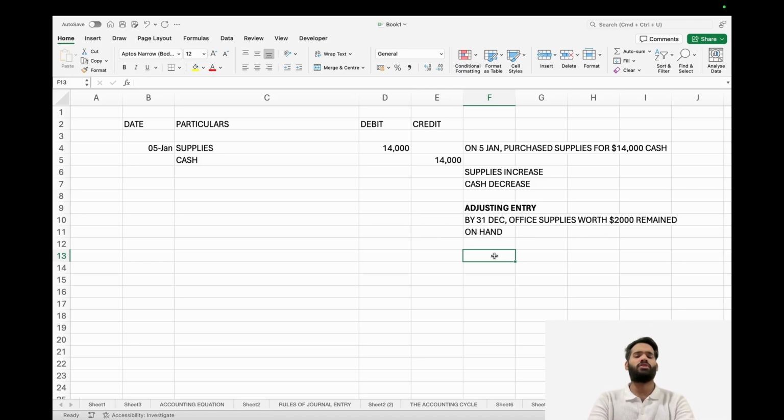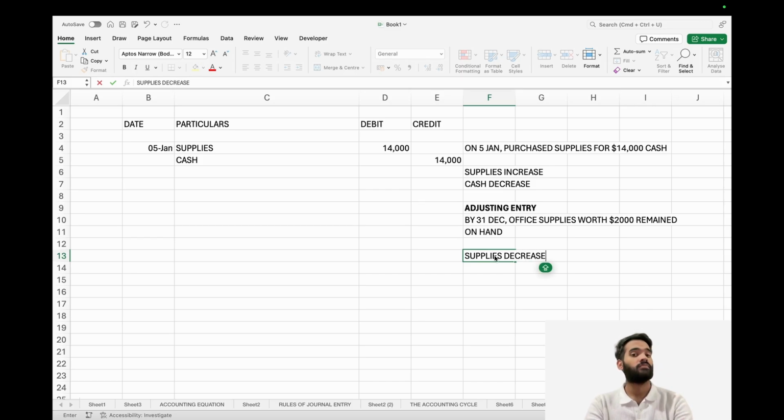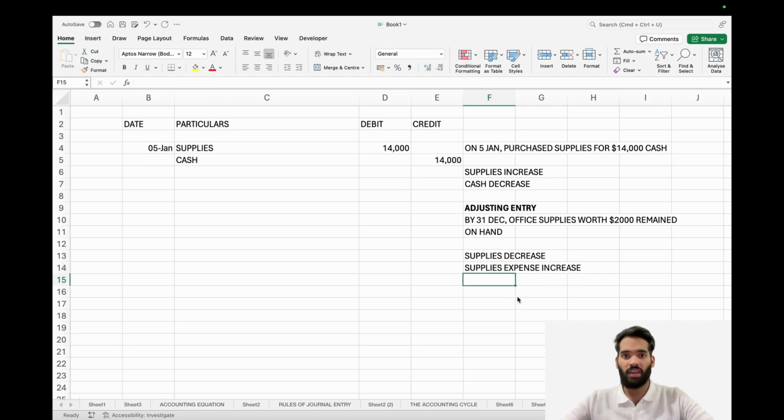So again, let's think logically, since I've used the supplies, my supplies asset will go down. And because I've used the supplies, I have to record a supplies expense. Because whenever we have used an asset like prepaid rent, it becomes an expense. It's no longer our asset. It's no longer something we own. It's something we've already used. It's a cost of running the business. Okay.